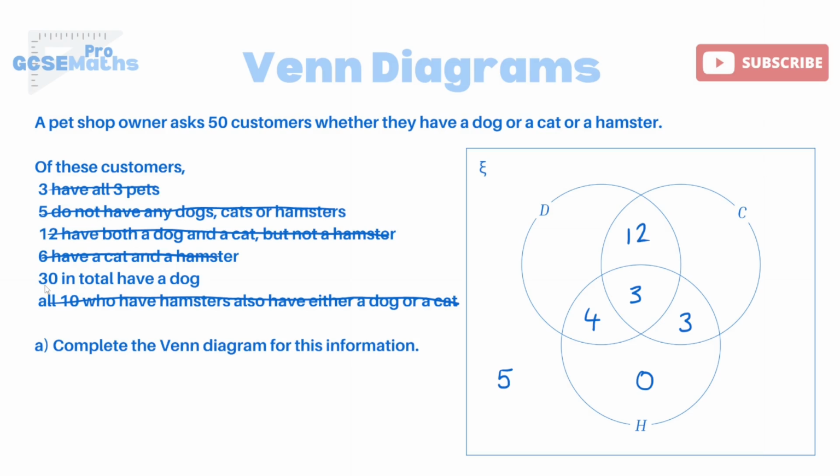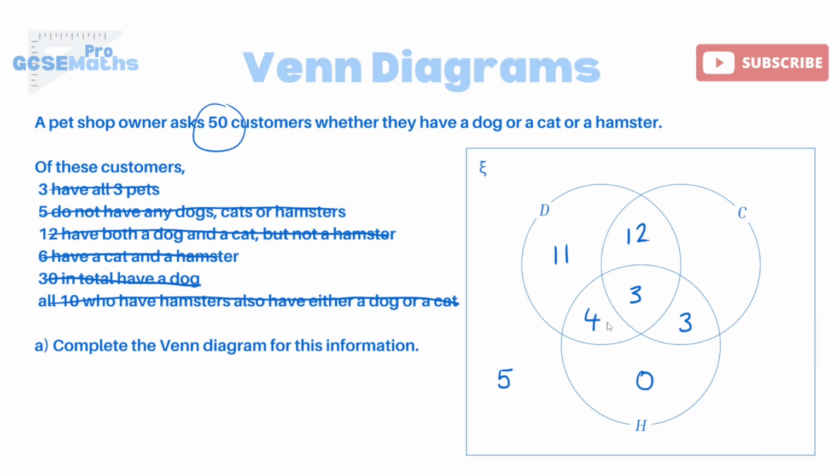Now that I know that, I can come back to the fact that the whole dog bubble must be 30. So if I've got 4 plus 3 plus 12, that makes 19. If it has to add up to 30, then that means that this bit here is just 11. Okay, so now I've dealt with all the information they've given me, but just be careful because there is technically one other section that we haven't filled in. And we haven't really used the information about there being 50 customers.